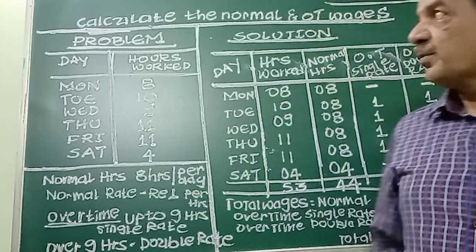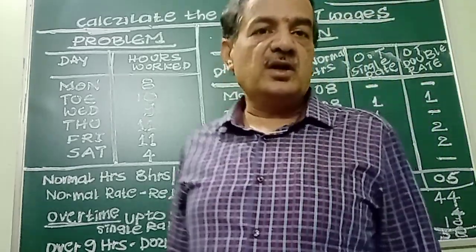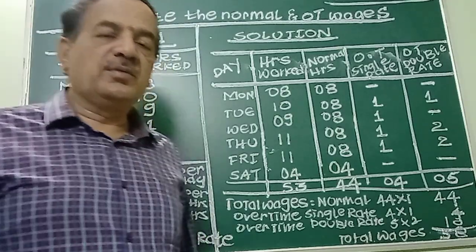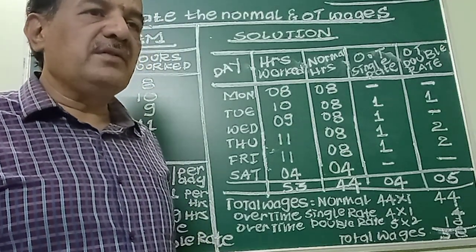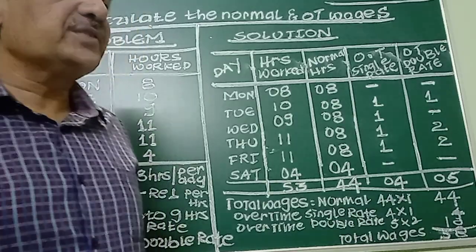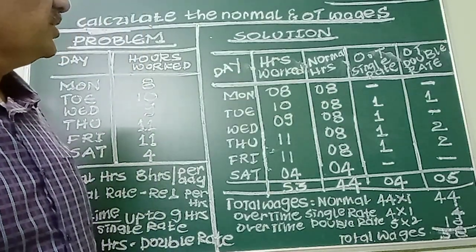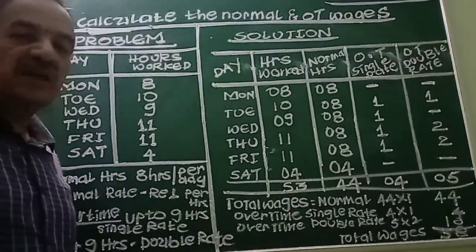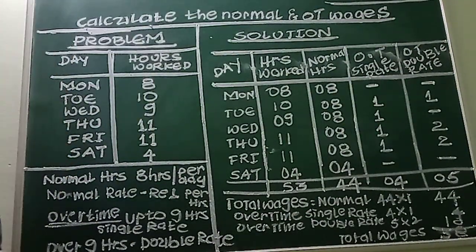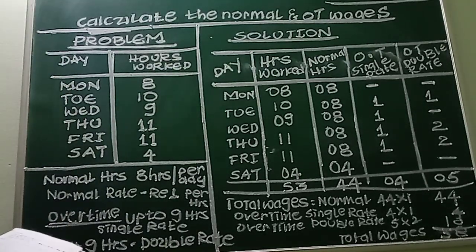In today's class, we will work out one problem on labor cost control and how to calculate the normal wages and overtime wages. This question is very important for your section B under cost accounting, 4th semester BCom. So the problem is this.